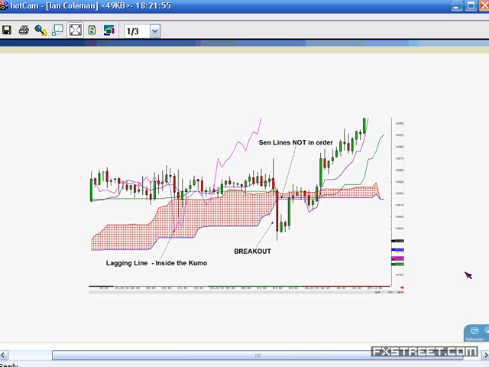So you are going to get false breakouts. Okay, here we've got one. It breaks to the downside, so we get an engulfing candle formation, breaks to the downside, but the Tenkan and Kijun lines are not in order. They haven't crossed, and the lagging line is still inside the Kumo.